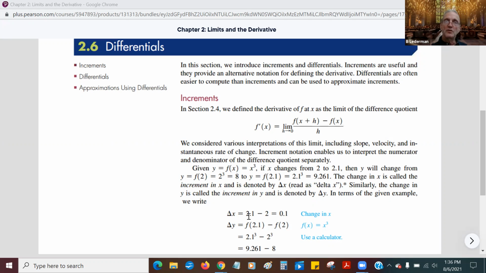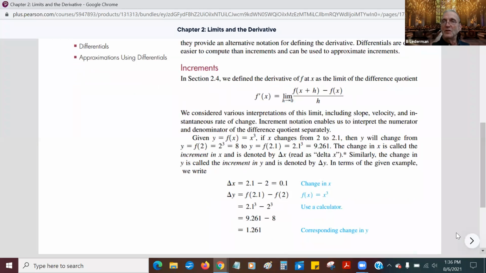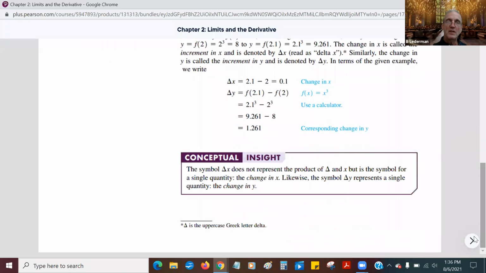Now, meanwhile, when x goes from 2 to 2.1, y is going to go from 8 to 9.261 because 2 to the third power is 8, and 2.1 to the third power is 9.261. And the increment of y, you guessed it, is going to be 1.261. Why? Because all you do is subtract the initial y value from the final y value. So 9.261 minus 8 gives me 1.261. And that's the change in y, which is the increment of y, which is delta y, which is whatever you want to call it. Same thing.